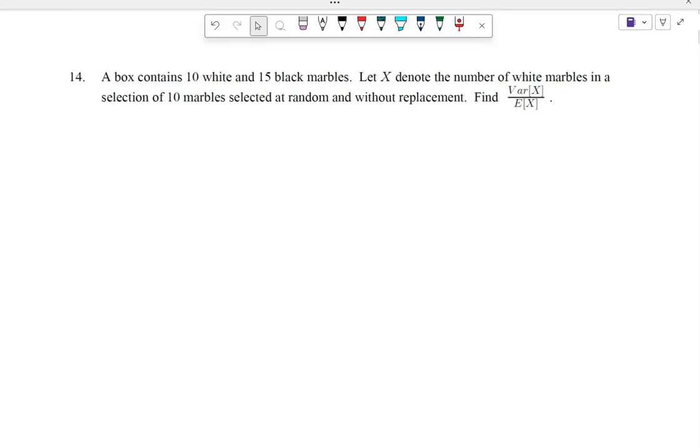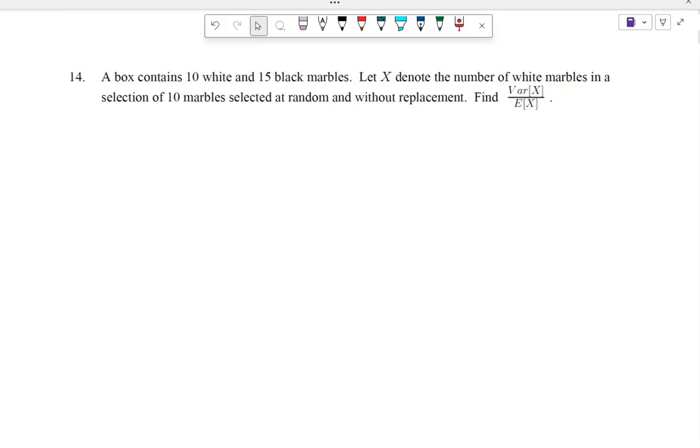So it better be a hypergeometric distribution. Let's think about why this is hypergeometric. Do you have one large group of objects being split into two smaller groups of objects? Yes. Okay. Are we counting the number of one type of object in a sample? Yeah, we're counting the number of white marbles. Are we doing that without replacement? And that's also important, right?